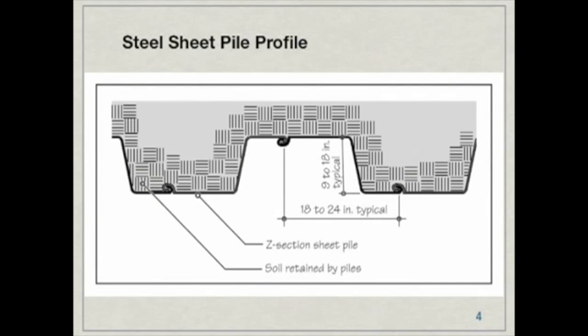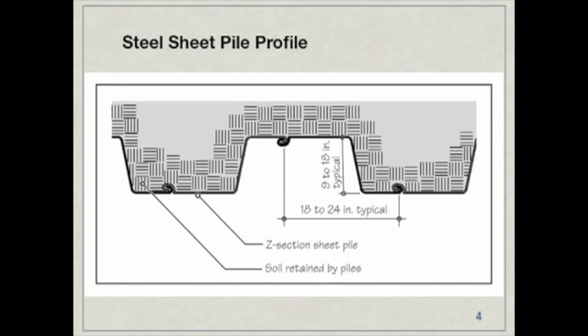For excavated depths up to about 15 feet, sheet piles are used. Sheet piles are driven into the ground before you begin your excavation. They consist of individual steel sections that interlock with each other on both sides. These sheet piles form a continuous barrier to hold back the earth.